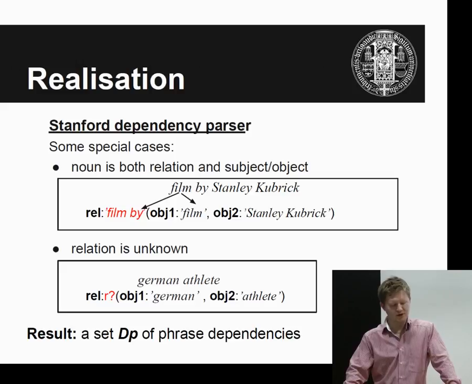Also, we have such cases where we didn't know which relation is there. For example, German athlete. We didn't know if this athlete was born in Germany or lived in Germany or something else. But we know the relation is there. So we just replace it with a variable.